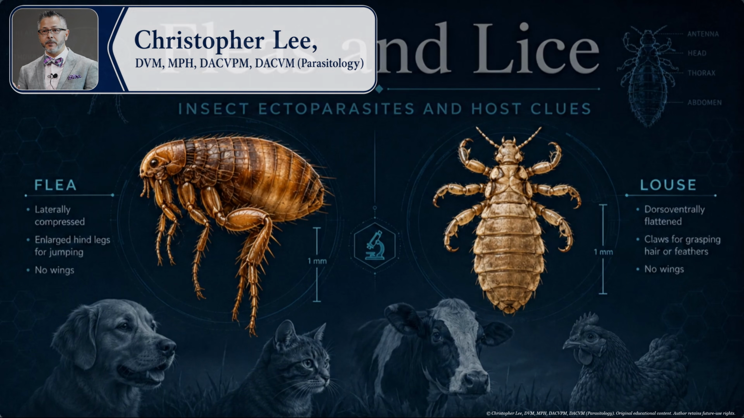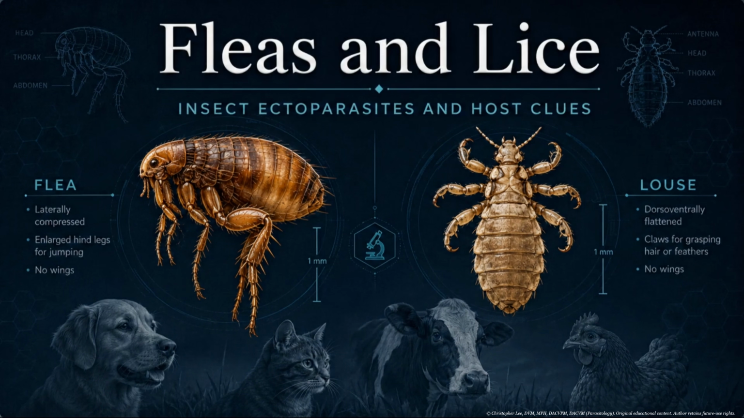In this video, we are looking at two groups of insect ectoparasites that are small enough to miss and important enough to ruin everyone's day: fleas and lice. Both belong in class Insecta, but they use very different strategies. Fleas are jumping, blood-sucking insects with a life cycle that partially unfolds in the environment. Lice are host-specific clingers that spend their whole life on the animal.